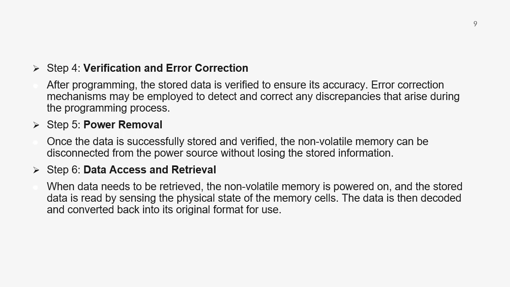The sixth step is data access and retrieval. When the data needs to be retrieved, the non-volatile memory is powered on, and the stored data is read by sensing the physical state of the memory cell. The data is then decoded and converted back into its original format. Basically, these six steps are the general steps involved to store and retrieve data in non-volatile memory. This can change according to the non-volatile technology used at different levels.